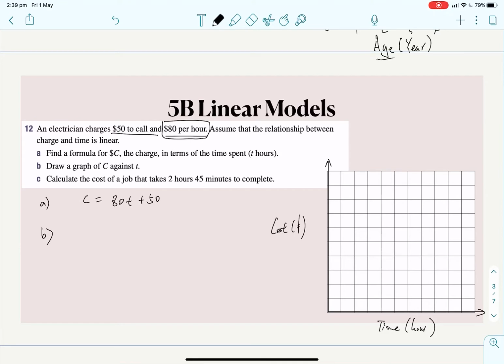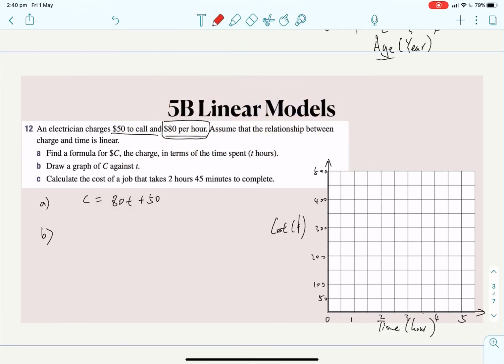We go how many hours we do. Well, let's do 0, and then 1, 2, 3, 4, 5. Okay, and then the cost, well, it's charged for 50, so I start from 50 here, and then that will be 100, 200, 300, 400, 500.